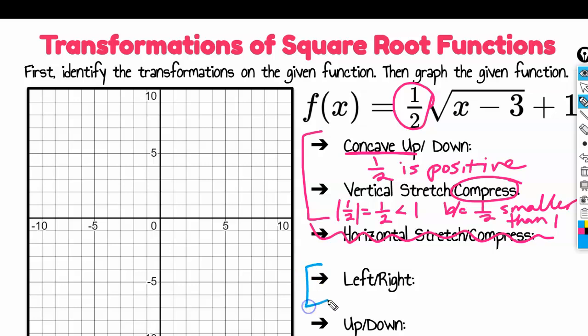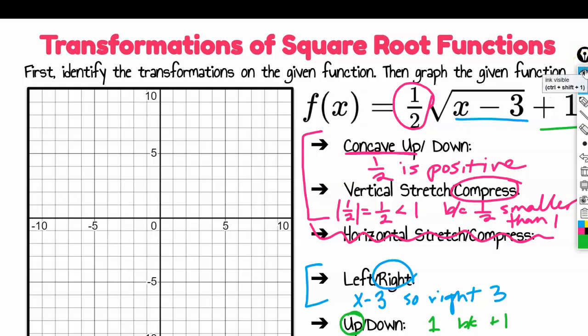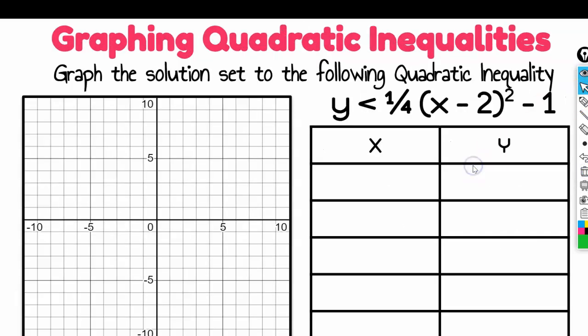Then for left and right, I look in here. It's x minus 3, so it moves to the right 3. And then finally, I have a plus 1 out here, so it's moving up by 1 because of the plus 1. So you have to know where you're finding this information. Now you can use Desmos definitely to help you out and to help you verify. So you could always plug this in here and be like, oh, it moved to the right 3 and it moved up 1. Huh. And it's going up. Oh, look at that. All right. But yeah. Anyways, moving on.